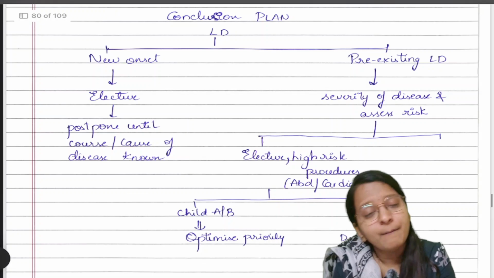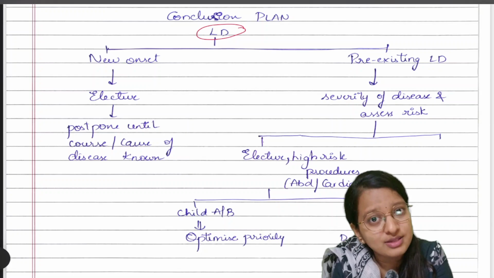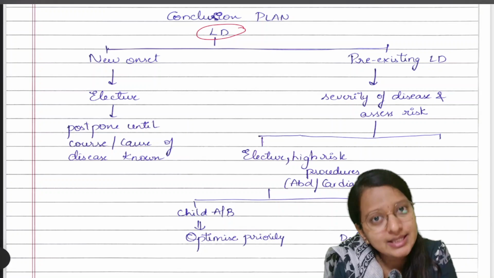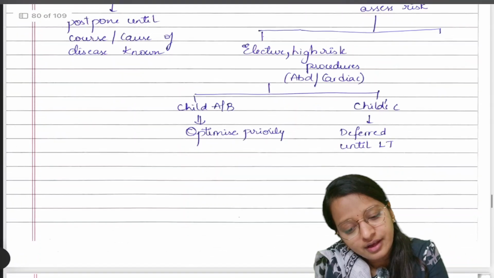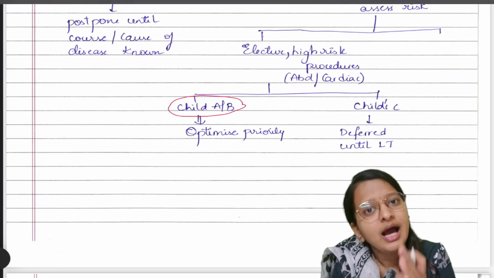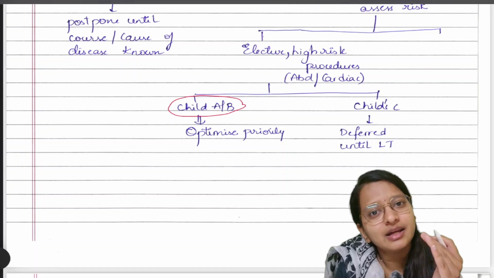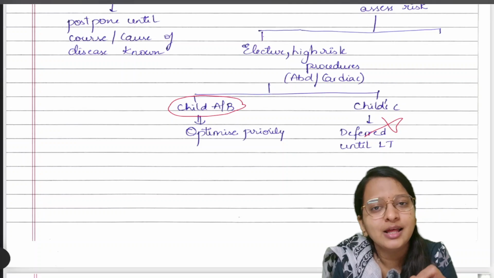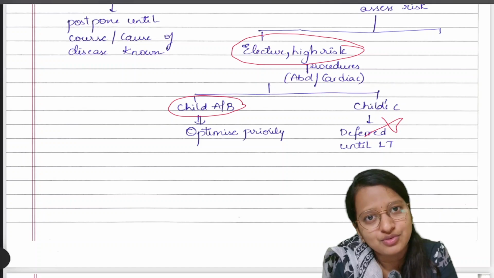So, my conclusion plan will be: if the patient is having a liver disease, if it is a new onset, first I will evaluate for an elective surgery. If it is a pre-existing liver disease, I'll assess the risk of the patient. For elective, if it is Child A or B, I'll optimize and I'll post for the surgery. And if it is Child C, I will defer the surgery until liver transplantation. All this in elective high risk procedures. Okay.